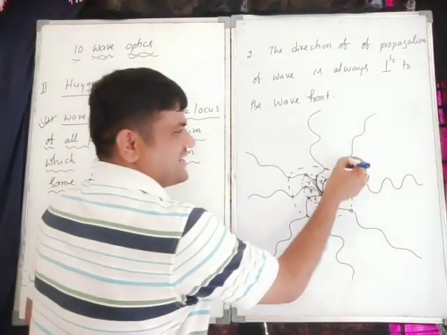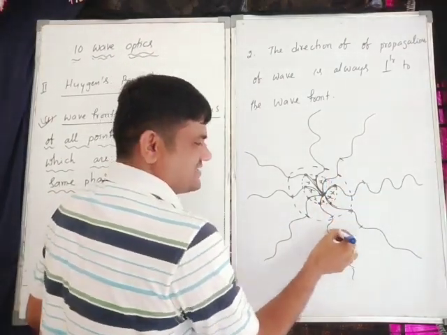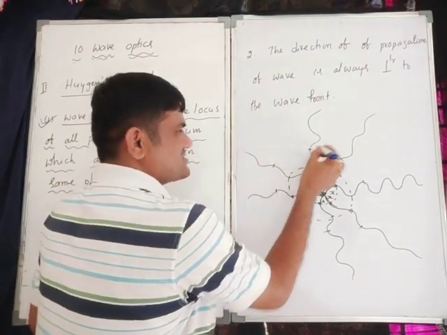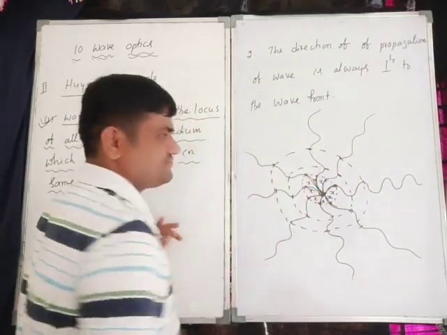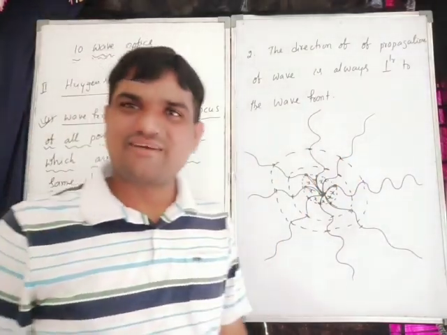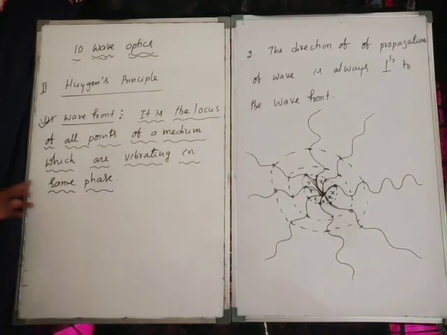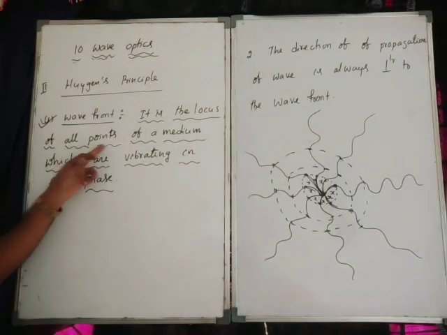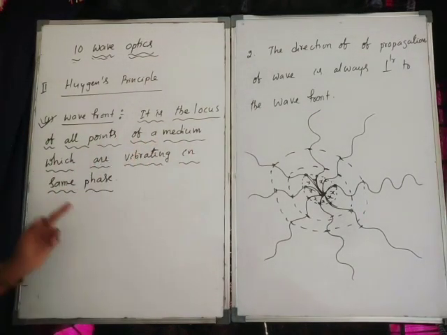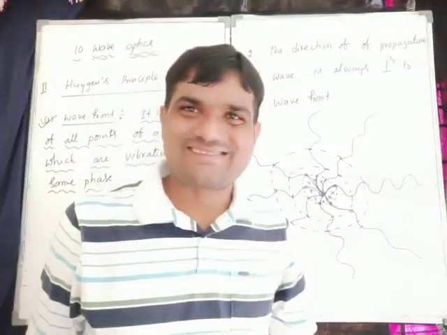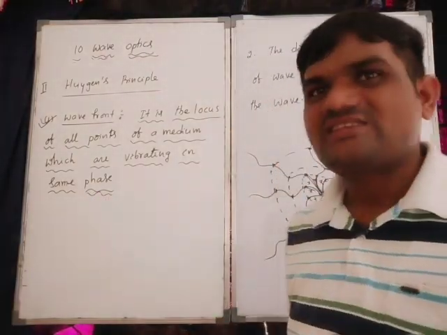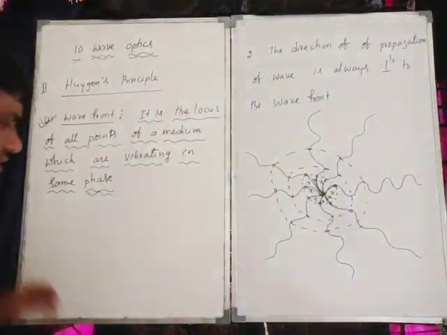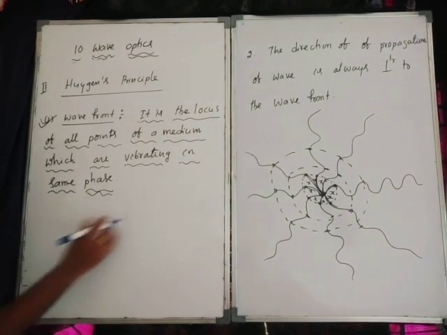So again here, crest, crest, crest, and these all lines we can join together. Right? That is the meaning of wavefront. Wavefront is nothing but the locus of all points of a medium which are vibrating in the same phase. That word is most important: same phase. Already in the wave chapter I have a formula.